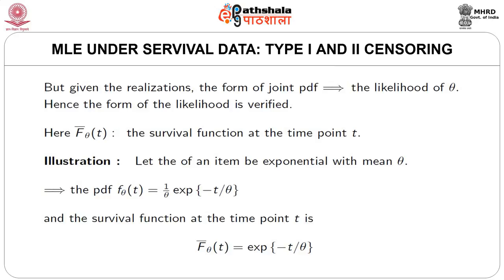Now, let us consider the following illustration. Let the lifetime of an item follow an exponential distribution with mean theta. This implies the PDF is f_theta(t) = (1/theta) e^(−t/theta), and the survival function at the point t is F-bar_theta(t) = e^(−t/theta).